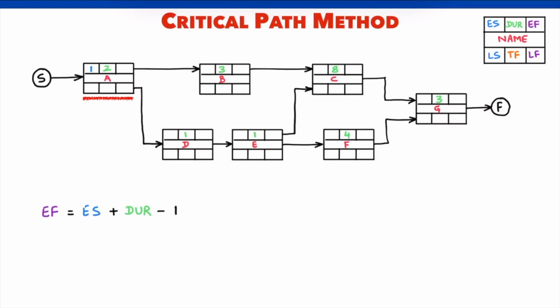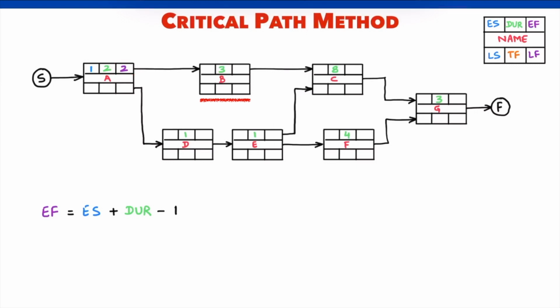Early finish of A is early start of A plus duration of A minus 1. 1 plus 2 minus 1 is 2. Early finish of A is 2. Moving forward to activity B. B can start only after A is finished. Early finish for A is on day 2.